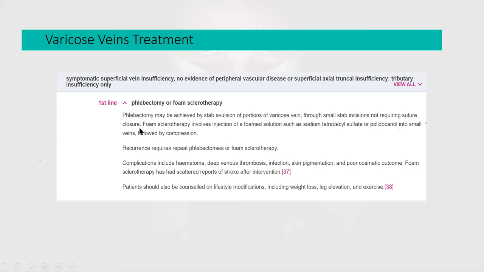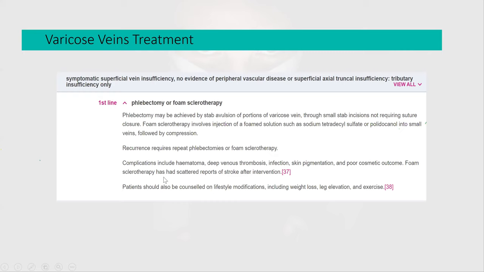or phlebectomy. Phlebectomy may be achieved by stab avulsions of portions of varicose veins through small stab incisions not requiring suture closure. Foam sclerotherapy is injection of foam solution such as sodium tetradecyl sulfate or polidocanol into the small veins, followed by compression. If recurrence, you will repeat phlebectomies or foam sclerotherapy.